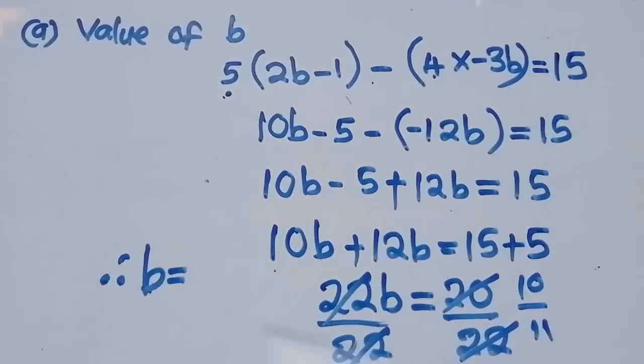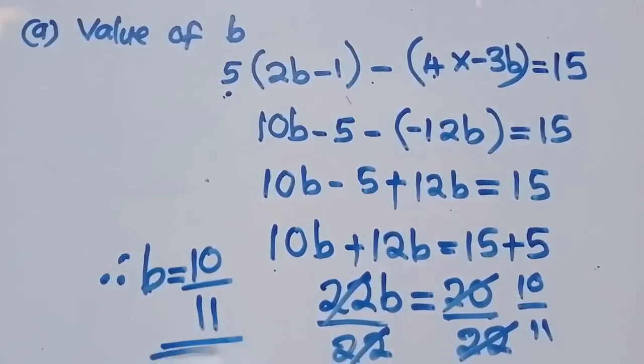Have you seen? So it is 10 over 11. This is the value of b. This is how you need to calculate the value of b. Just like this, then you are done. These are the calculations that you need to do. So we've calculated the value of b, which is 10 over 11.